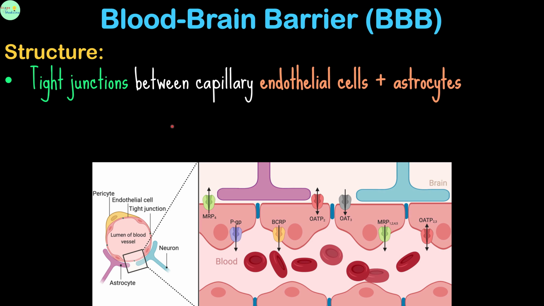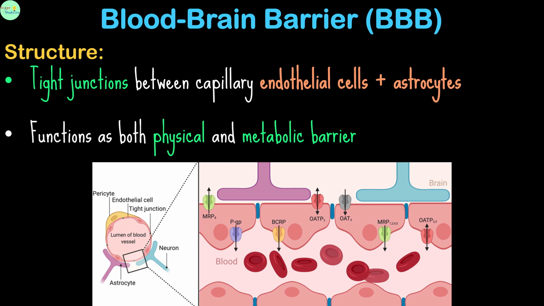The most prominent is the blood-brain barrier. The blood-brain barrier is a highly selective interface formed by tight junctions between capillary endothelial cells in the brain, reinforced by the foot processes of astrocytes. It serves as both a physical and metabolic barrier.